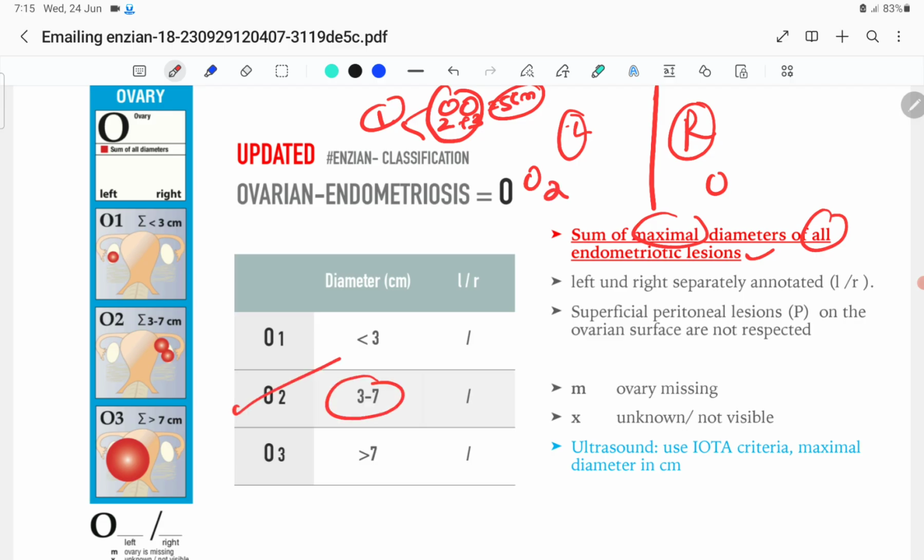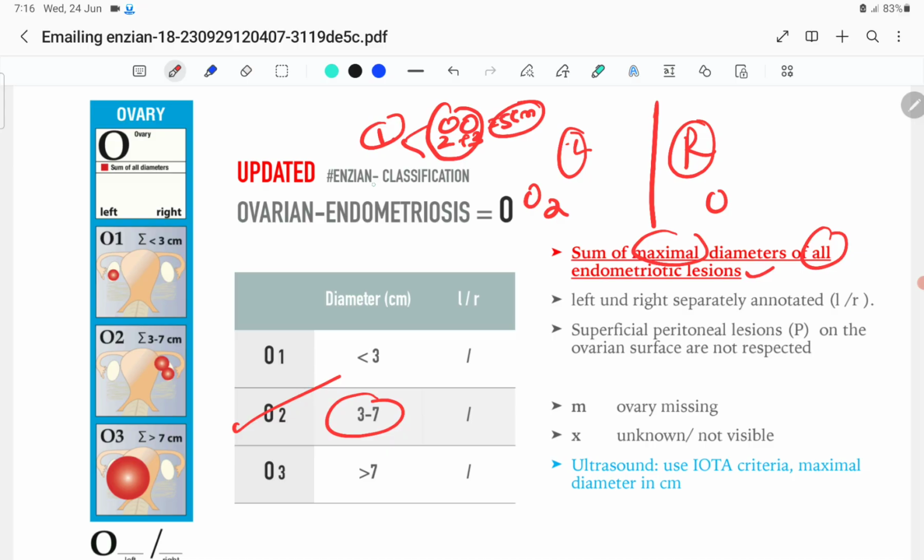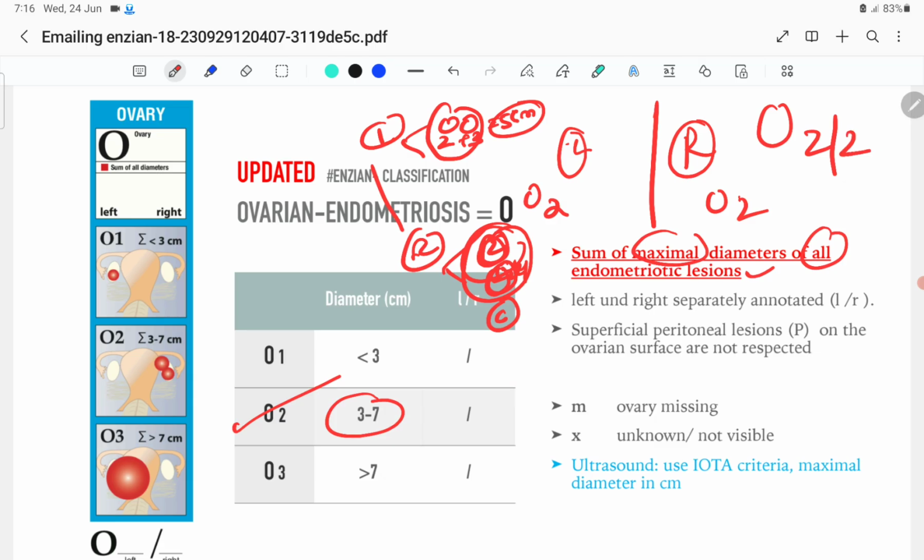So O2 on the left side, and if it is on the right side, it is 2 plus 2 centimeter. One ovary has a 2 centimeter endometrioma. On the right side, another endometrioma is 4 centimeter, making 6 centimeter. Then it is also O2, so you have to write O2 on the right side also. Like you have to write O2 2, that is, left is 2 and right is 2.